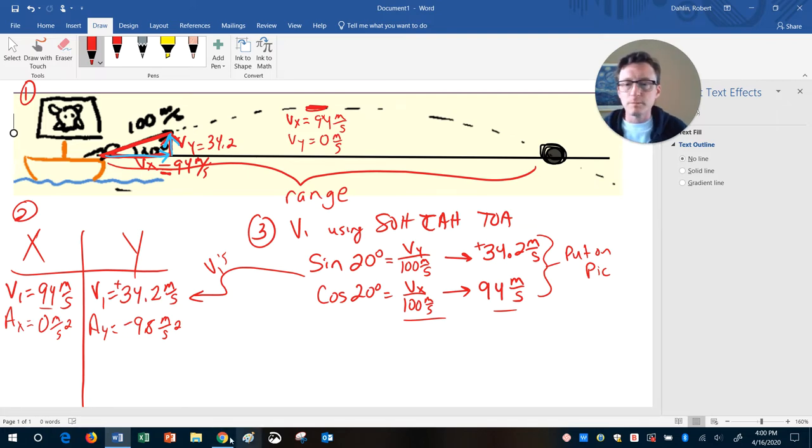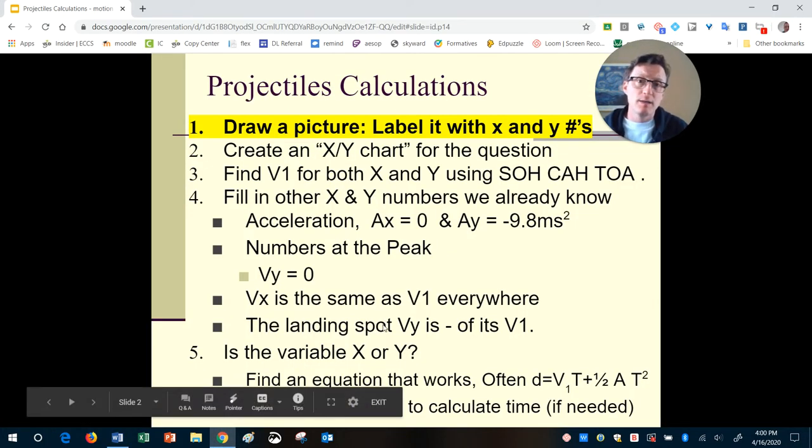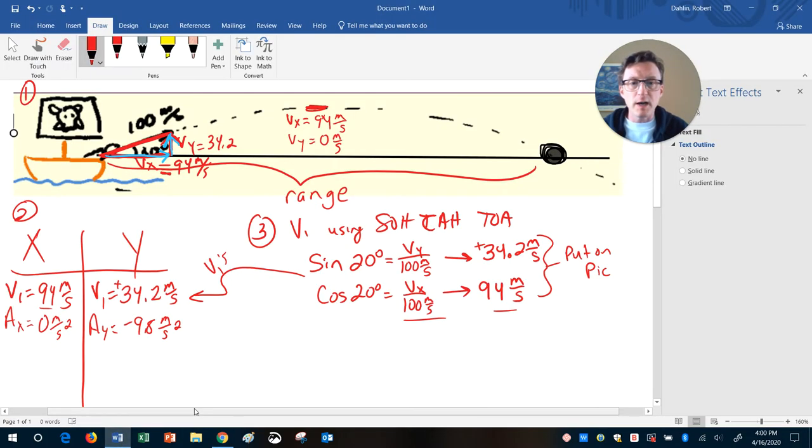Okay, what else do we know? We know the landing spot. One of the cool rules about projectiles is that when things land, we also know things, assuming, and this is the key, that they land at the same height. So what should VX be? Well, acceleration is zero, which means Vx is the same everywhere. So it's still 94 meters per second sideways when it lands. The Vy, however, is now the same speed as when it launched, but it's moving downwards now, which means it's a negative. So instead of being positive 34.2, it's a negative 34.2. I'm going to put those things in.